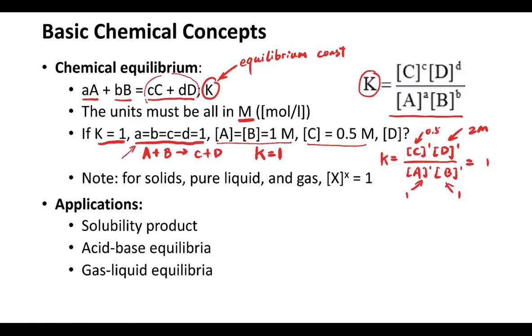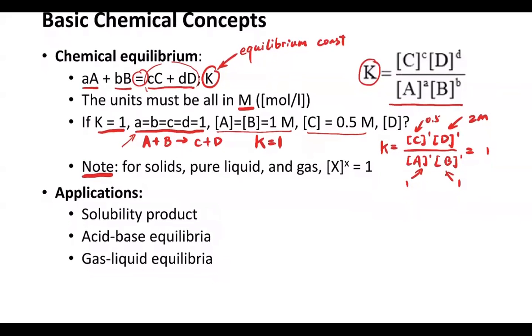Okay, so basically what this means is that for this reaction, although we're using this equal sign here, it doesn't mean that this reaction will happen completely. Actually, none of the reactions are going to happen completely. There are always some reactants and some products coexisting in the system.